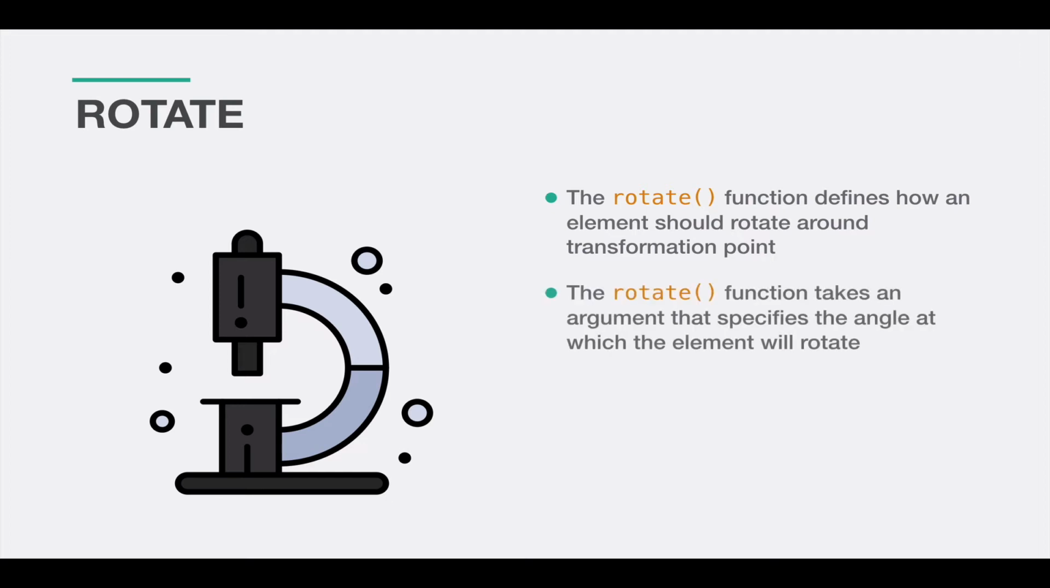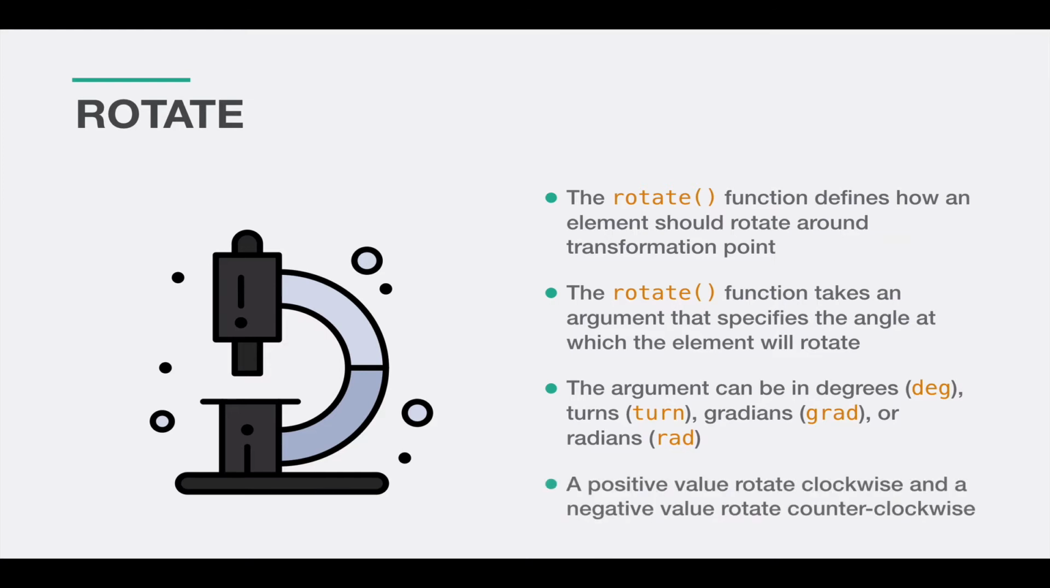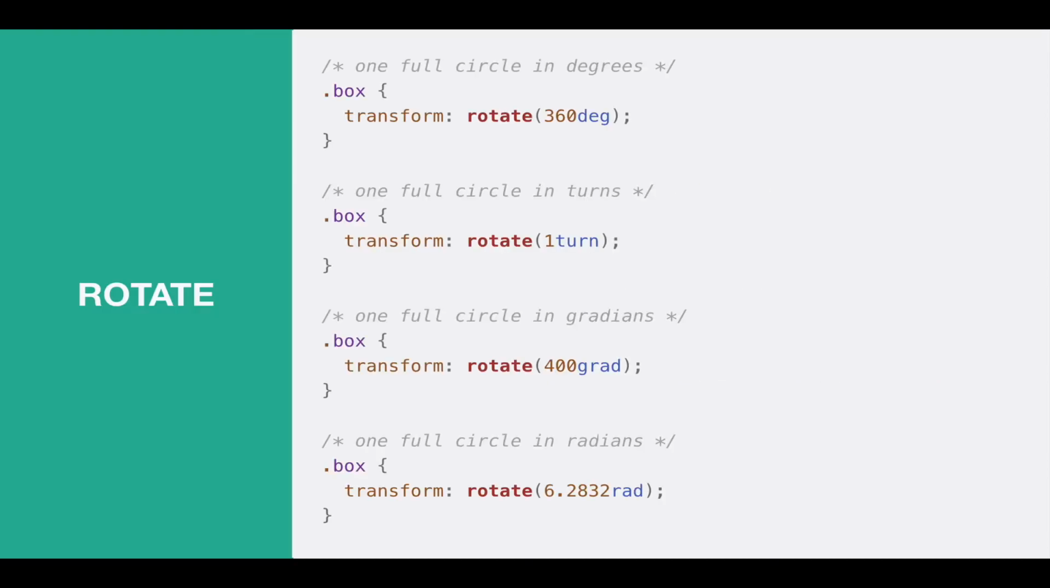I apologize. So the rotate function takes an argument, that's an angle, and we can use any of these different units for angles. Most of the time, you're just going to use degrees or turns, though. And you can use positive numbers or negative numbers. If you use a positive number, it rotates clockwise. Negative number rotates counterclockwise. All right, so here's just showing you different units you can use.